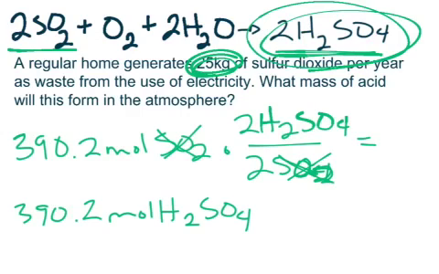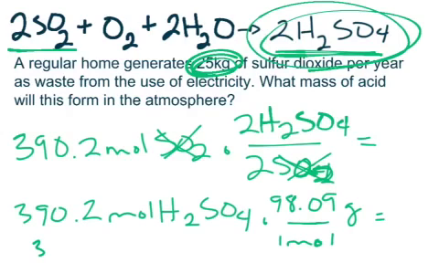Okay, then we need to start turning the moles of acid into usable units. So we're going to take 1 mole and multiply by the mass of sulfuric acid. So we end up with 38,274.7 grams. Okay, and this number is a little bit too big.